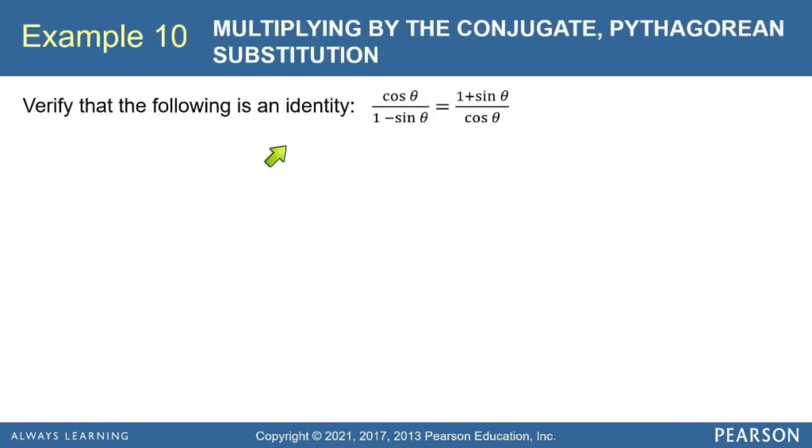Verify that the following is an identity. Cosine of theta over 1 minus sine of theta is supposed to be equal to 1 plus sine of theta all over cosine of theta.